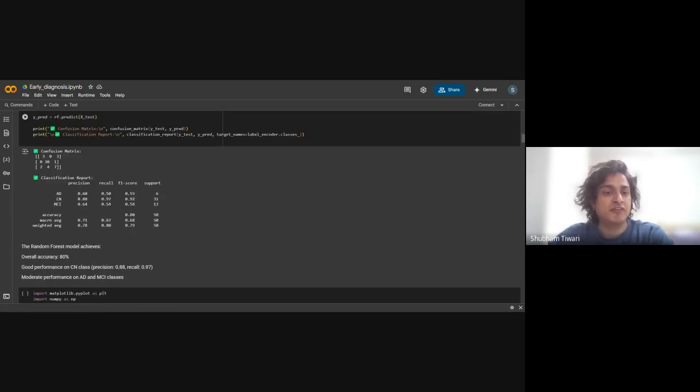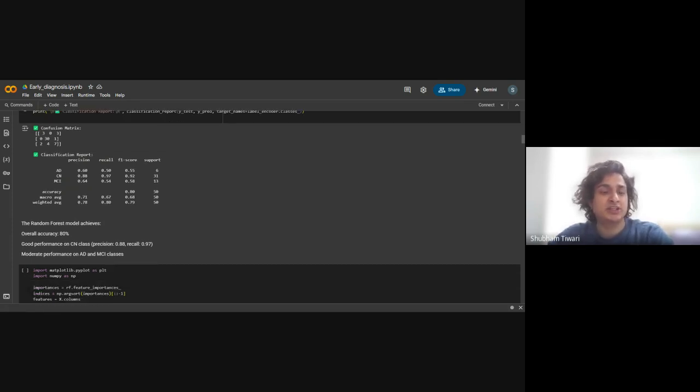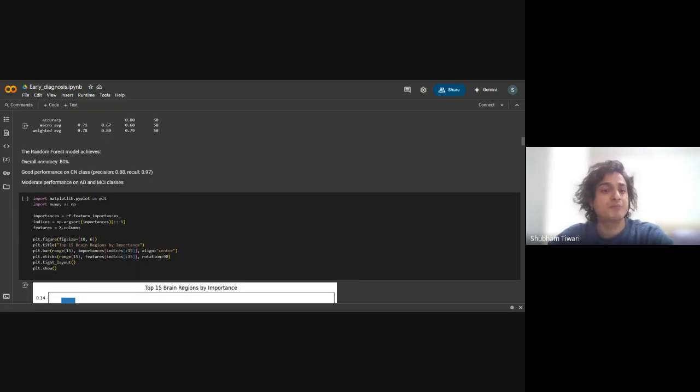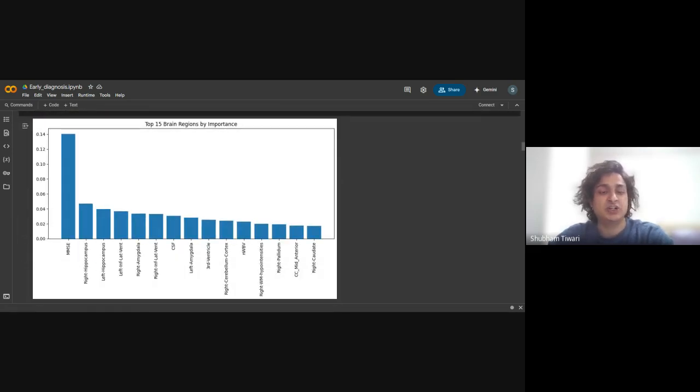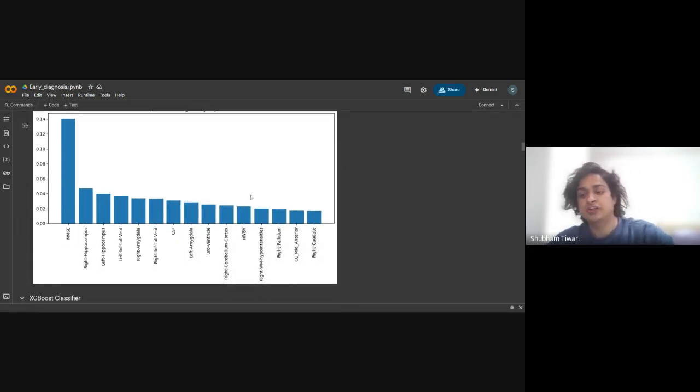As you can see, the F1 score for the cognitive normal class, CN, is 92%, and for AD and MCI it is about 50 but below 60. It indicates that it has performed well on the CN but only moderately on the AD and MCI. Given that our data was imbalanced, it might be one of the problems. Next, as you can see, these are the top 15 features. The feature importance analysis provides medically relevant insights about which brain regions are most affected in early stages.